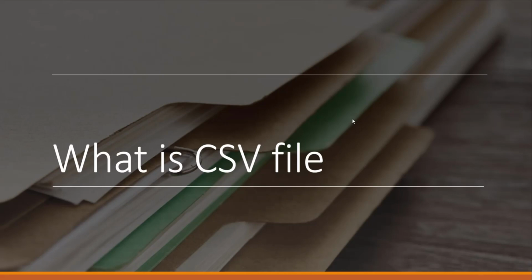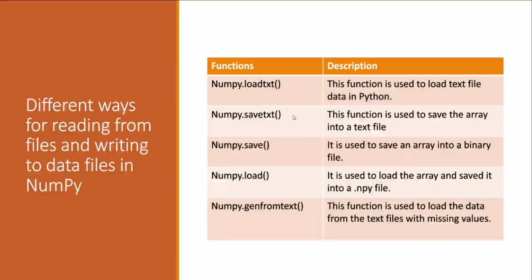Now CSV stands for comma separated values, and it is used for storing tabular data in a spreadsheet or database. Here each line of the file is called a record, and each record consists of fields separated by commas, which are also known as delimiters. So each of the records of the text file is also a part of this file. Now these are the different ways of reading and writing data files in NumPy.